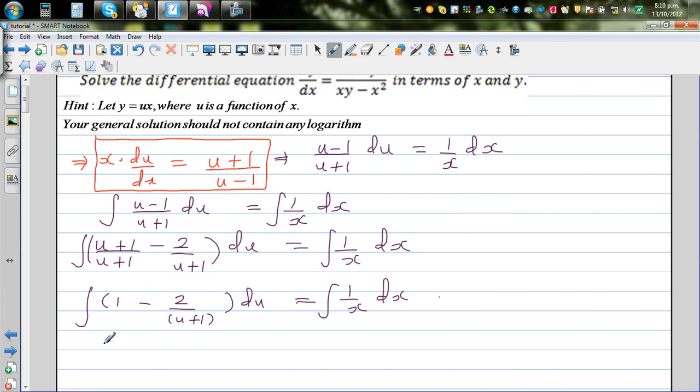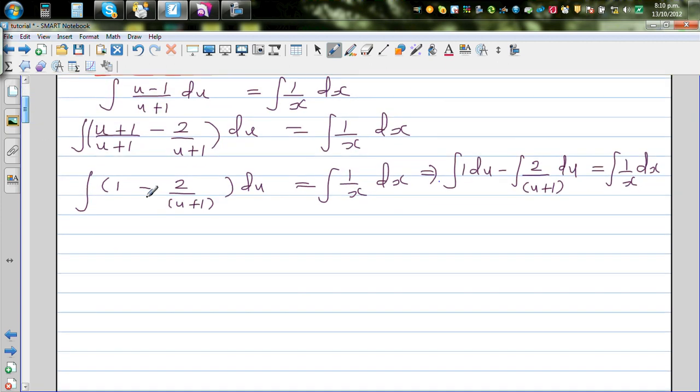Okay, you can distribute the integration. Let me write one more step. This is integration of 1 du minus integration of 2 over (u plus 1) du is equal to integration of 1 over x dx. So let us integrate both sides. Integration of 1 du is nothing but u, minus 2 times, integration of 1 over (u plus 1) is natural log of (u plus 1), is equal to natural log of x plus c, the constant of integration. I put only one constant, which is an arbitrary constant.